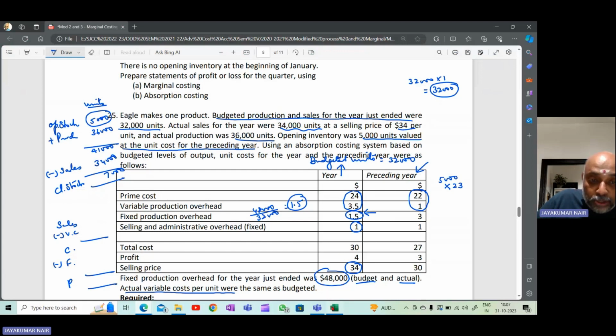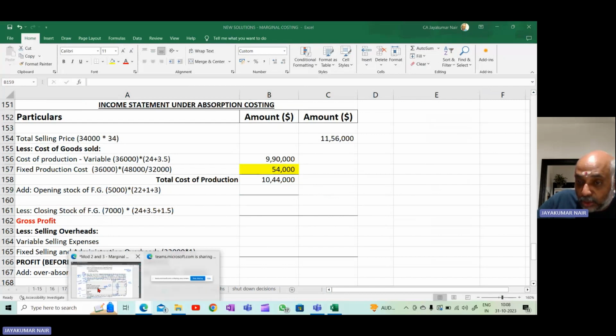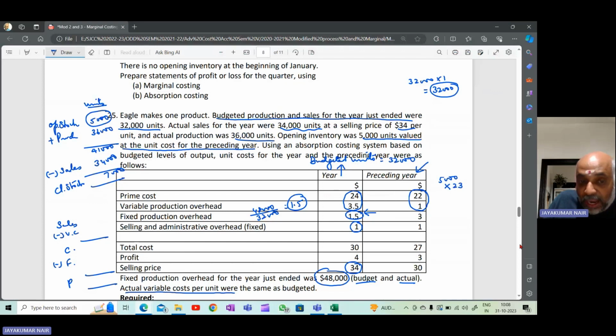So how many units have they produced in this year? It is 36,000, so 36,000 into 1.5 is the fixed production overheads absorbed. Adding the variable cost of production and the fixed cost of production, we get the total cost of production. And to this, you also need to add the opening inventory. What is your opening inventory? Opening stock is 5,000.